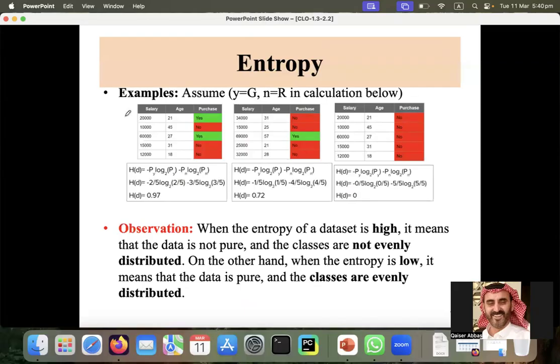So here we have some data set, some rows. Some are highlighted with green, some are highlighted with red. Red is no, green is yes. And this is another example. Assume the y is equal to green, which means this yes is what? The green, and the no is what? Red, basically. Assume.